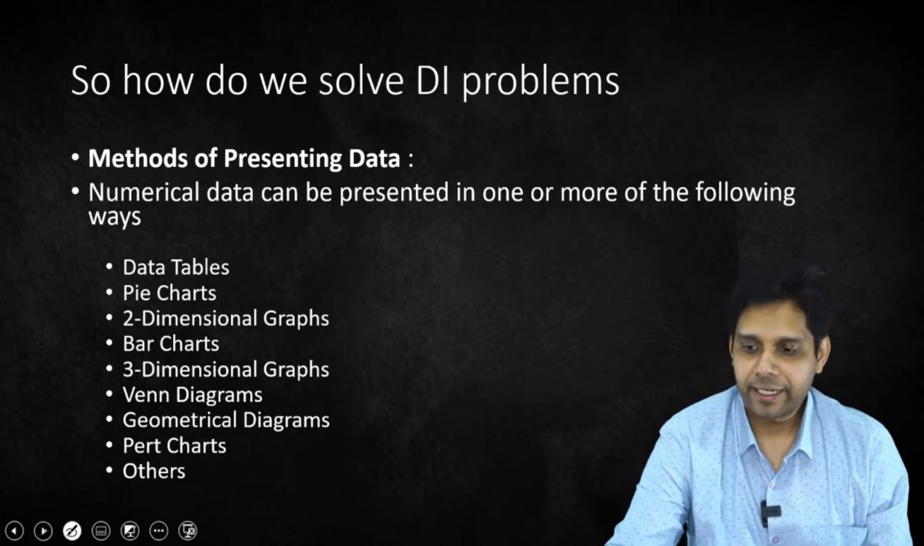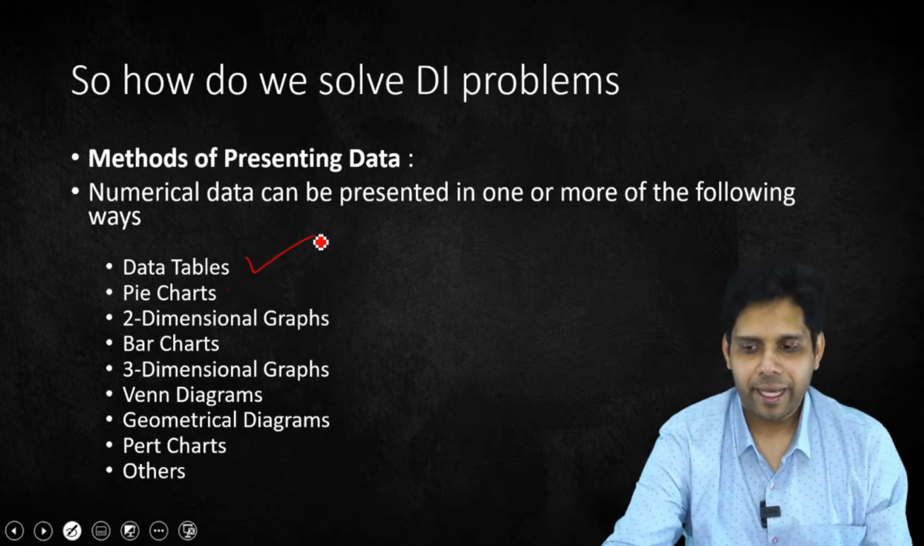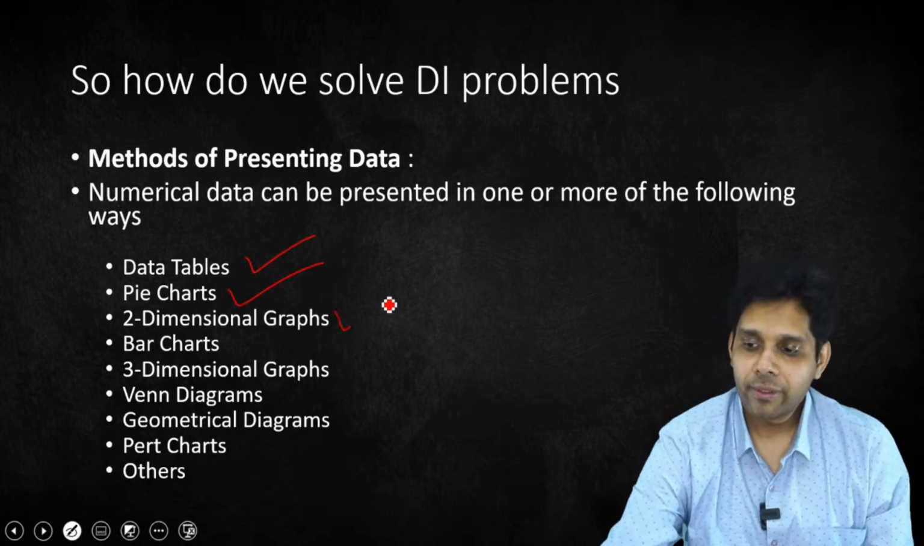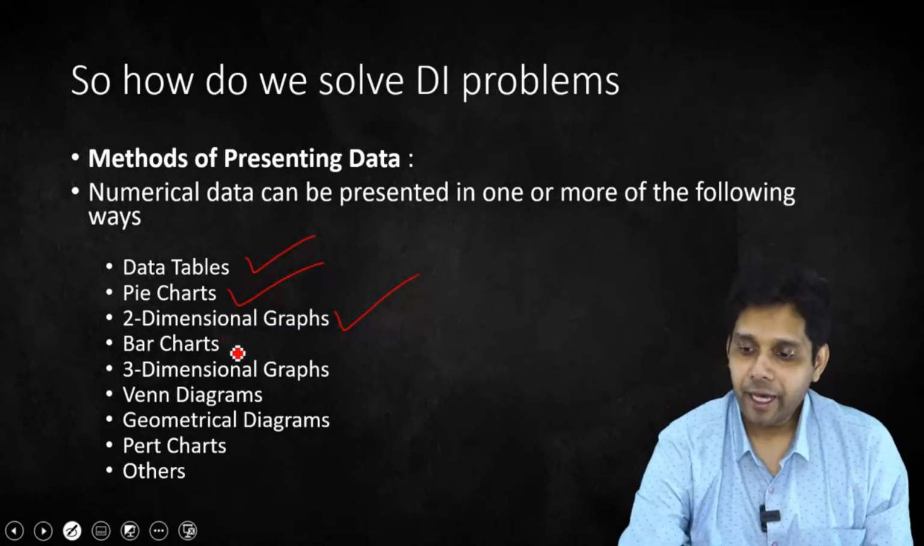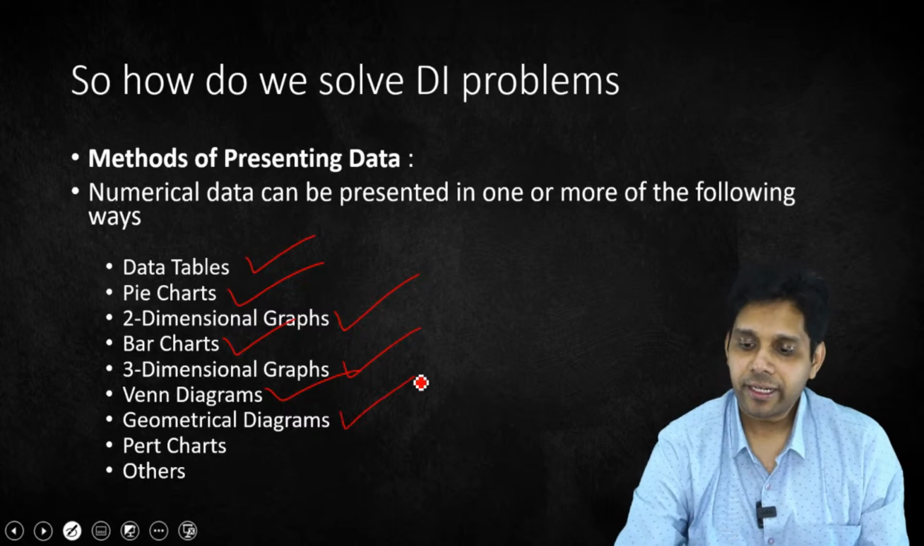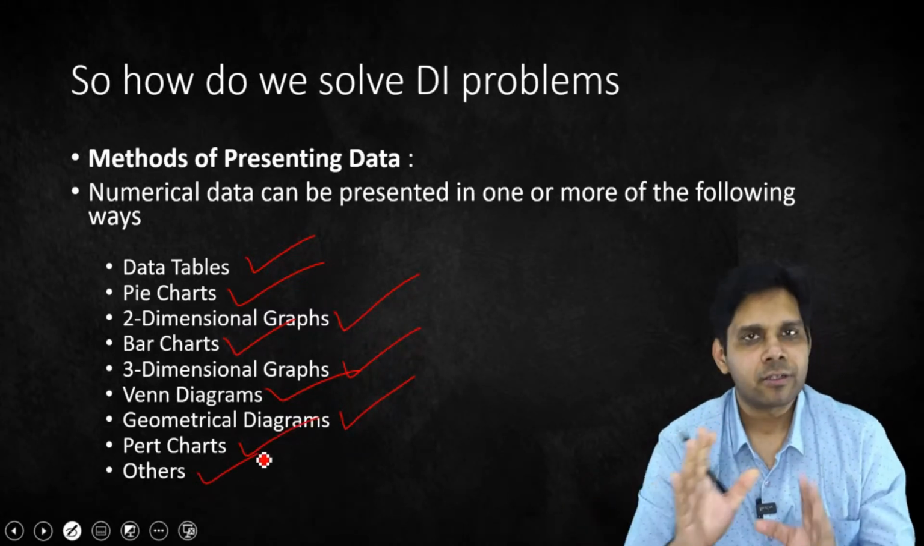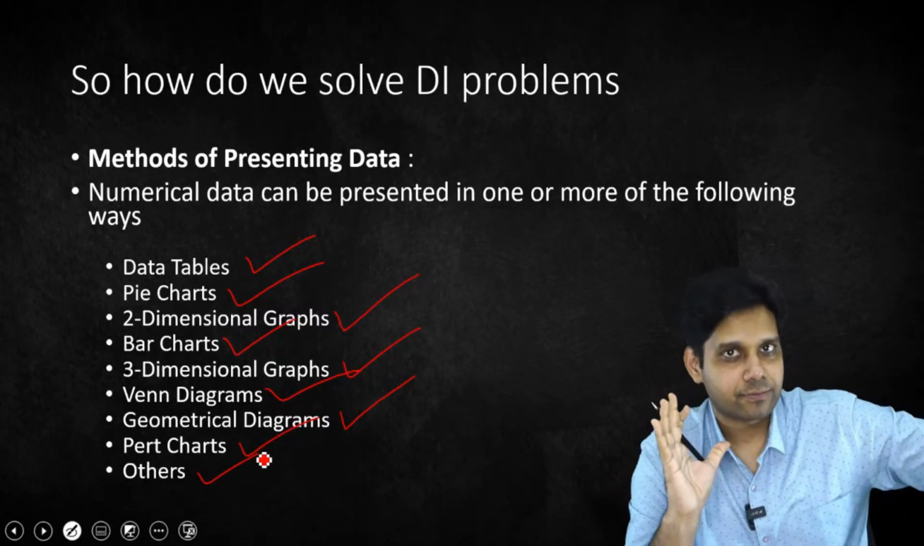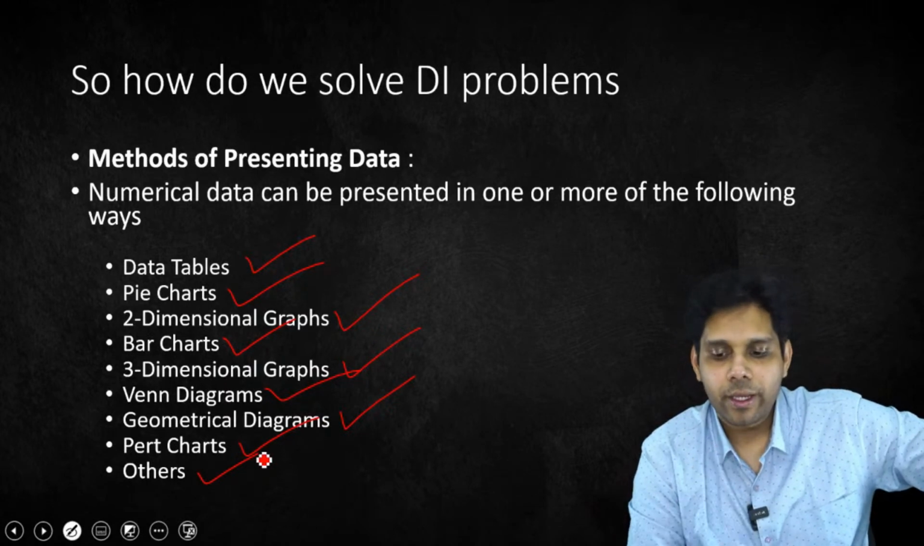So it can be data tables, very simple. Pie charts, I'm sure you have seen. Two-dimensional graphs, bar charts, three-dimensional graphs, Venn diagram, geometrical diagram, PERT charts, and various other computer-generated methods are there. Okay. Now, we have to look at some examples.